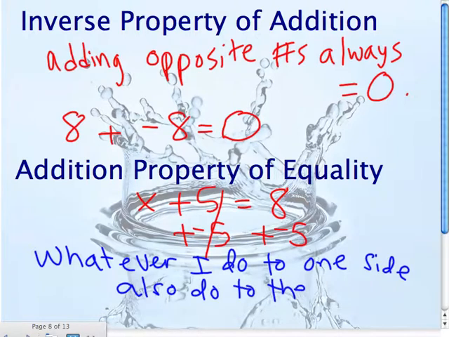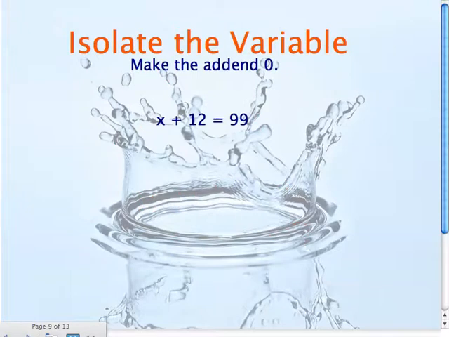All right, so let's practice some of these equations with the addition. So this is x plus 12 equals 99. Again, the 12 here is the add-in. It's the number being added to the x. So it's the add-in of x, and we want that to become 0, because if x is being added to 0, it's isolated, right? We're isolating the variable. So if I add negative 12, just like my inverse property of addition, there's my inverse property of addition right there.